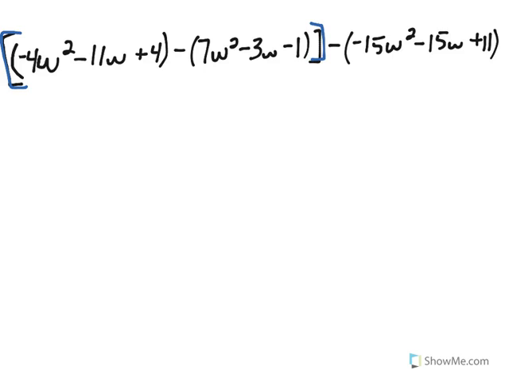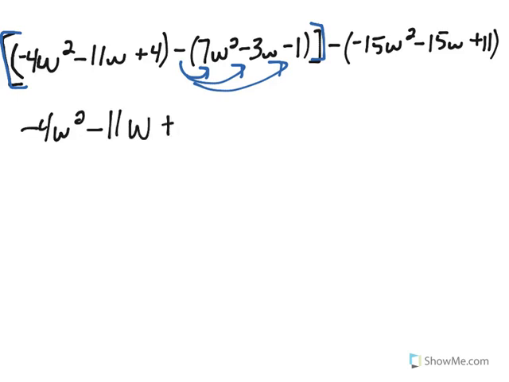And as with any polynomial subtraction, we first distribute that negative that's in the center. I'm going to do that. So what ends up happening is that we have negative 4w squared, that's that first polynomial. It does not change. But the sign of every term in the second polynomial does change. So the 7w squared becomes negative, the 3w becomes positive, and the 1 becomes positive.